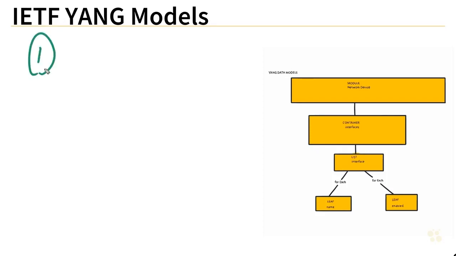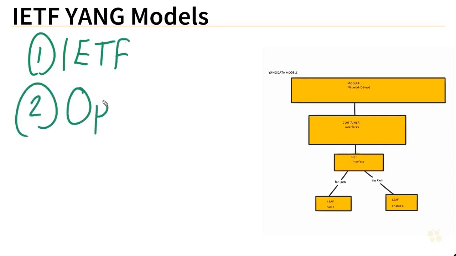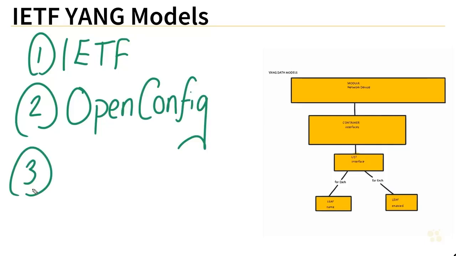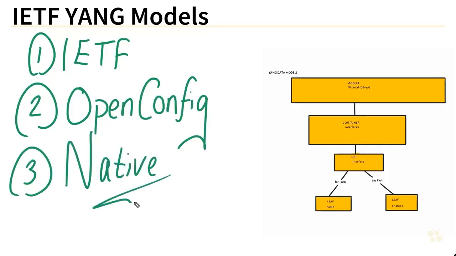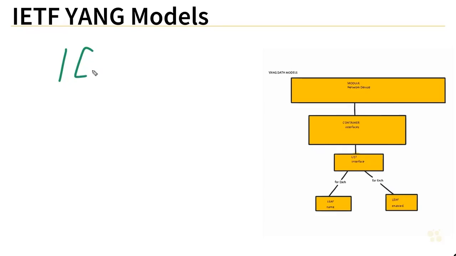The first type of model you're going to see is the IETF model. The second one is called OpenConfig models. And the third is called native models. But in this nugget, to start us off, what we're going to look at is the IETF models, so let's talk about them.